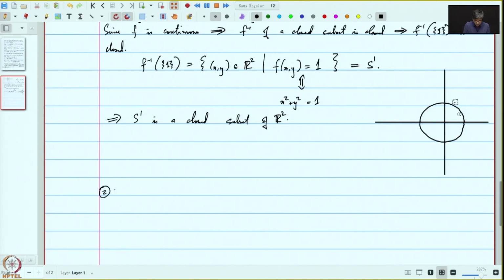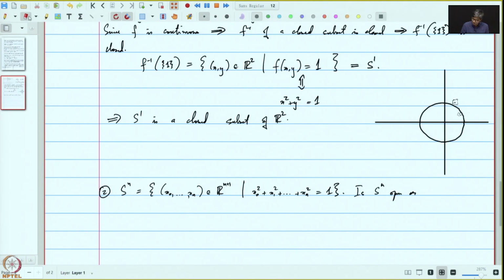So let's take the second example. Another example which we had seen was the spheres Sn. This is those x0 up to xn in Rn plus 1, such that x0 square plus x1 square plus up to xn square is equal to 1. Okay, so is Sn open or closed in Rn plus 1, right?